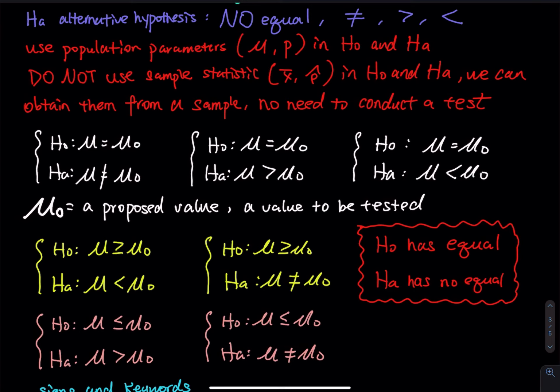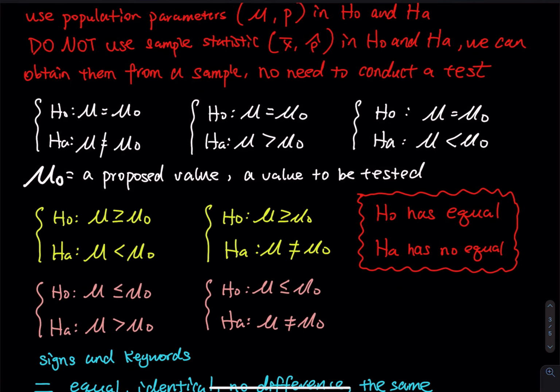The third one, equal and less than. Do you see that there is no equal in HA? All right, and then in H0, I use all equal. And then in the yellow one, for the H0, this time I use inequality, and I also have an equal, so greater than or equal to mu naught, and then HA is a less than. They are the opposite. H0, mu is greater than or equal to, and then HA, mu is not equal to mu naught. So that is still correct.